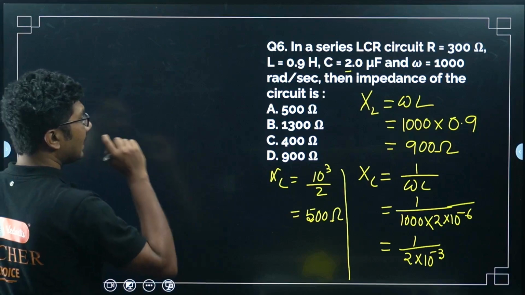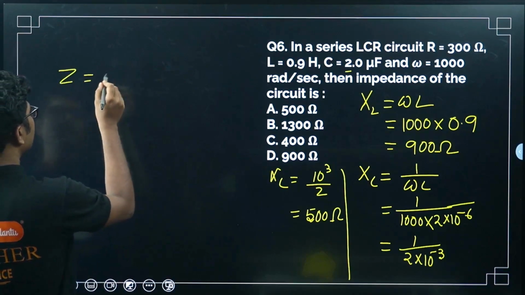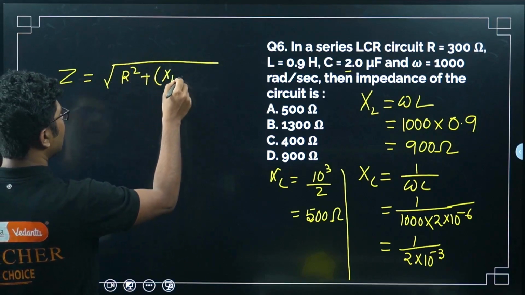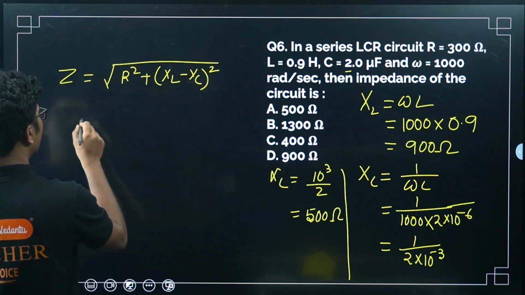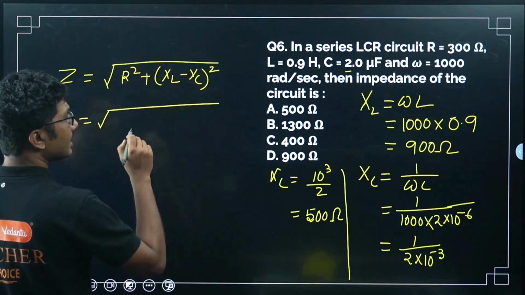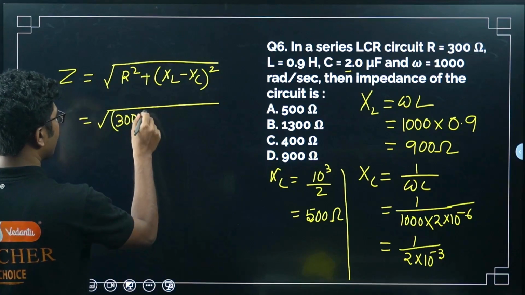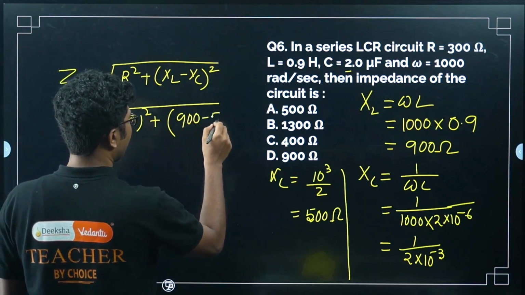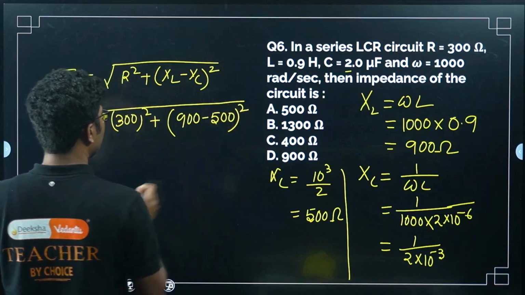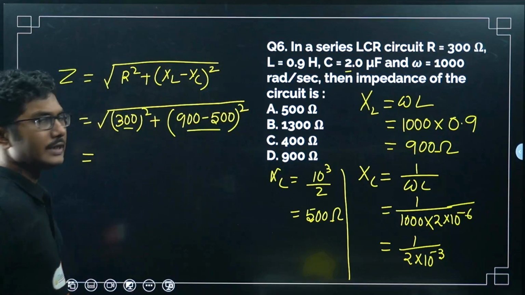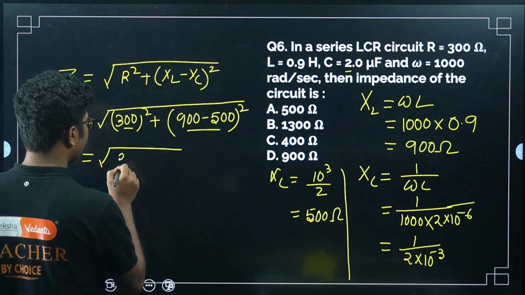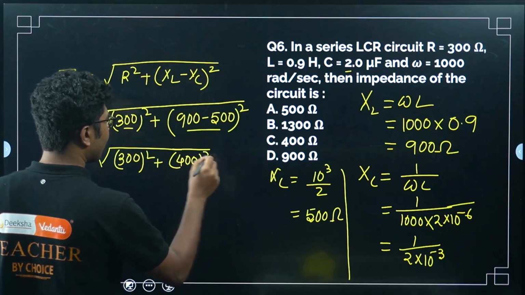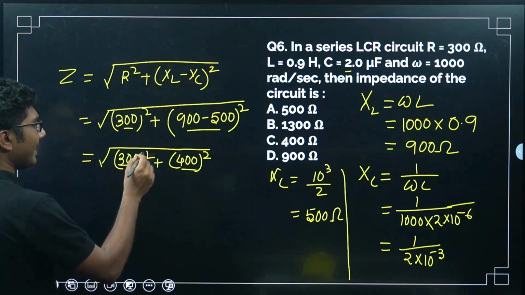Now, what is the impedance? Impedance Z equals square root of R square plus XL minus XC whole square. So what is R square? R is 300, whole square, plus 900 minus 500, whole square. If you see, 100 square is common in each term. Even after this 300 square, if you find this difficult to solve, I am going to teach you one trick. 300 and 400 both have 100 and there is a square also.